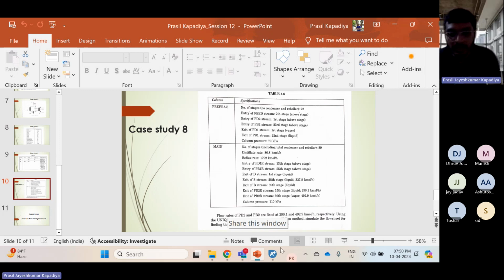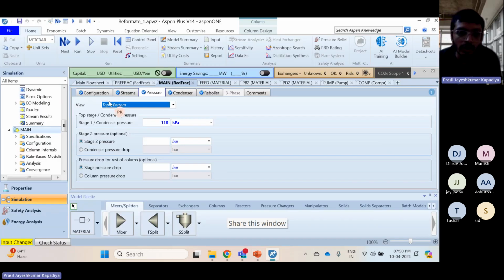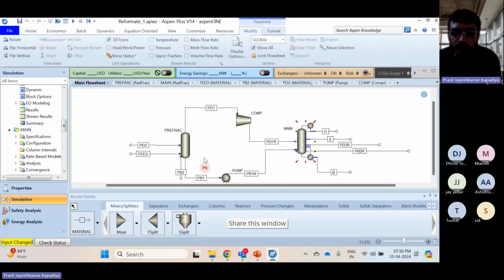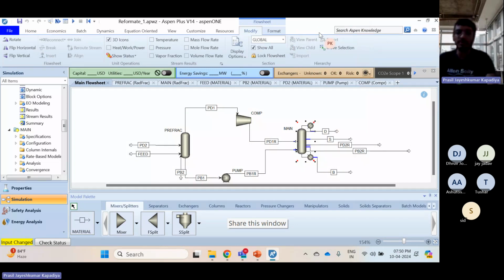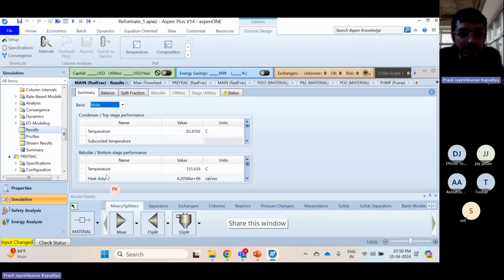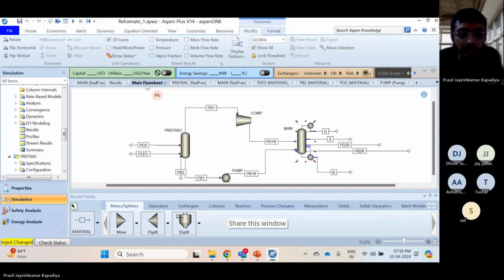Okay. So all our inputs are done. So we just need to simulate it. So when we simulate it, obviously our results won't be correct, right? Because our initial guess is not correct. Do you agree?